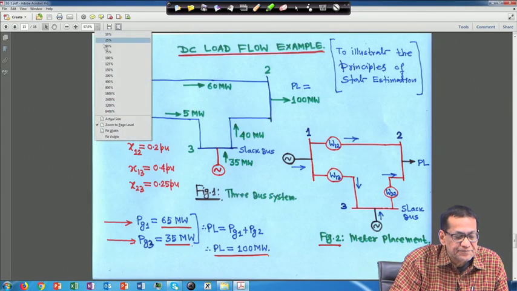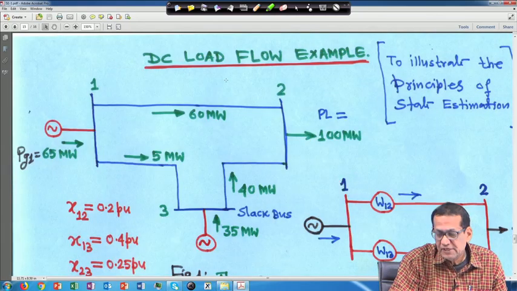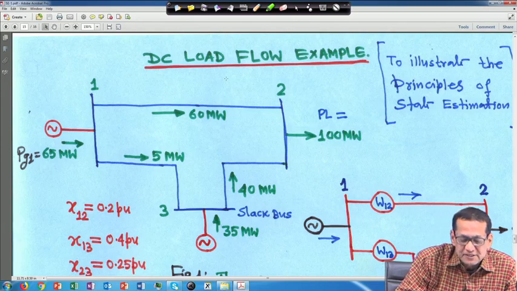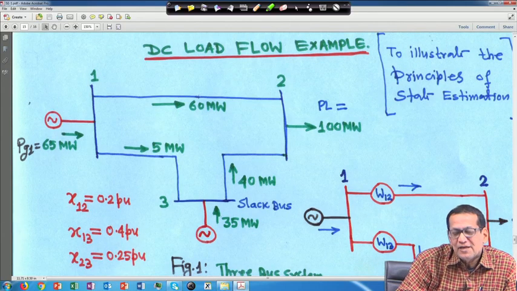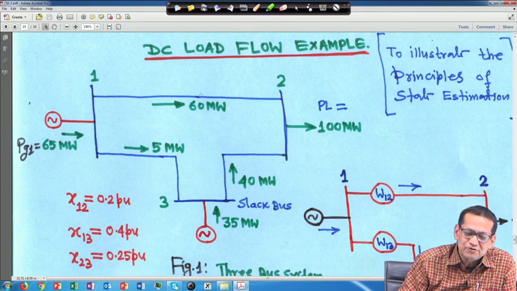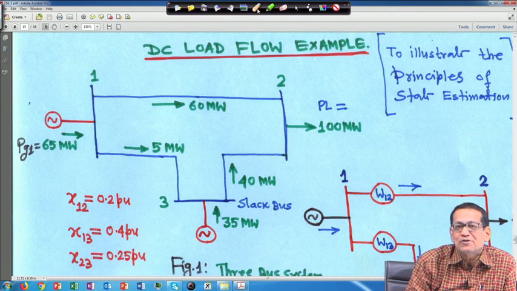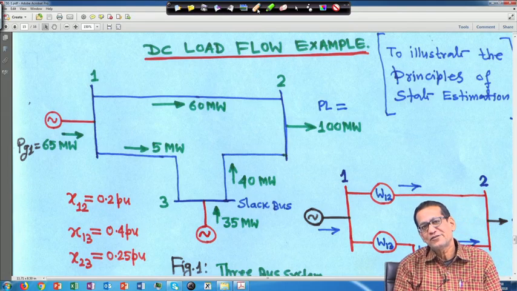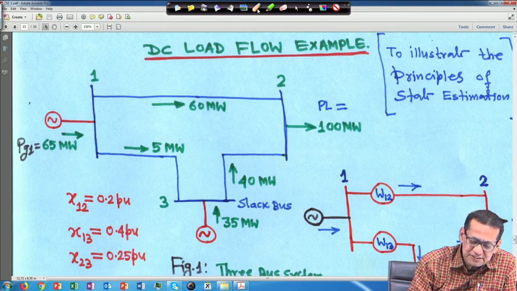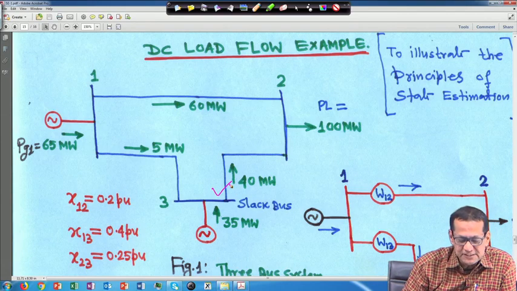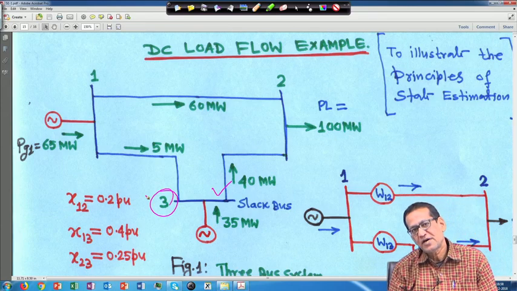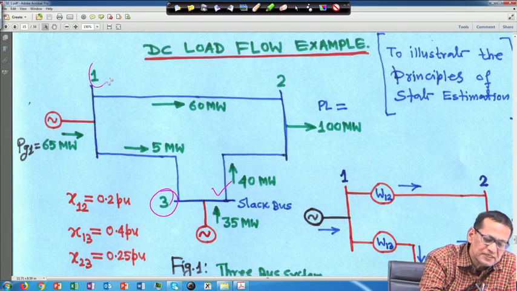Next is the DC load flow example. Now, let us try to understand this one. As far as DC load flow is concerned, you will find it very simple. Suppose you have a 3 bus problem, and this is your slack bus, marked as node number 3. The last bus we have taken as the slack bus instead of marking bus 1, and there are 2 other buses.